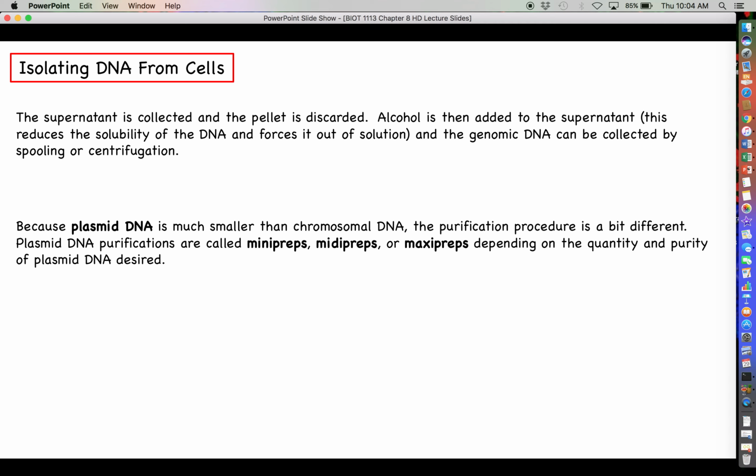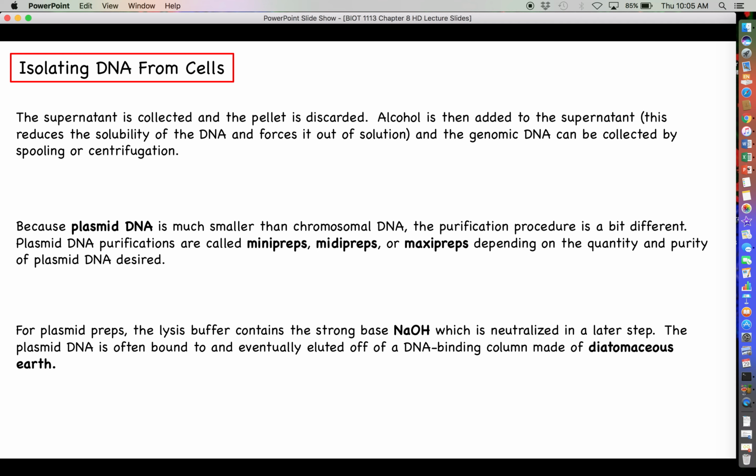So sometimes you don't want the chromosomal DNA. Sometimes you want the plasmid DNA, which is going to be much, much, much smaller. Plasmid DNA is usually going to be no more than 10,000 base pairs. So in that case, the purification procedure is a bit different, and we'll talk about that later. But there are kits for these sorts of things, and they are called mini preps, midi preps, and maxi preps that are just a little bit different and require a little bit different number of cells to start out with. So you may want to pick one of these depending on how much DNA you want and how pure you want that DNA.